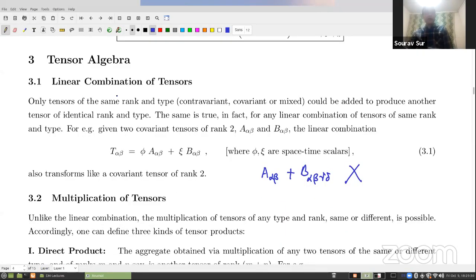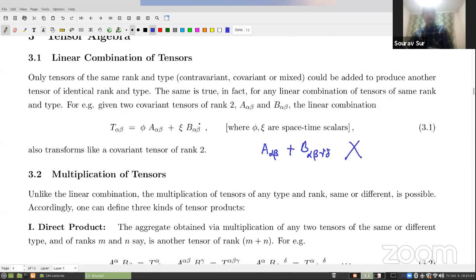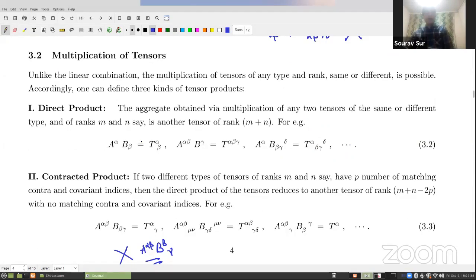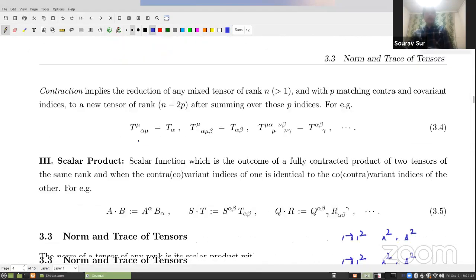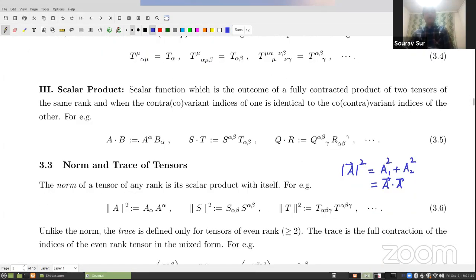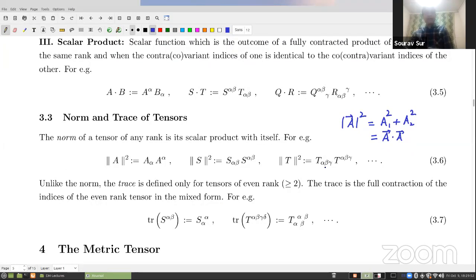These are the properties of tensors, and there are different kinds of products like the direct product, the contracted product, and the scalar product. What we define by norm and trace of tensors are given here. For tensors of different ranks, the lengths could be found by taking the scalar product with itself. And the trace means summing over a particular set of contracted indices. The sum could be partial as well, so there could be partial tracing as well.